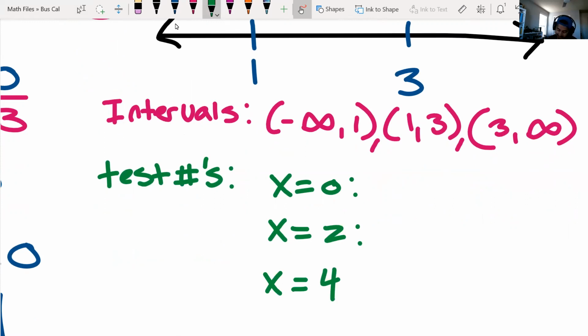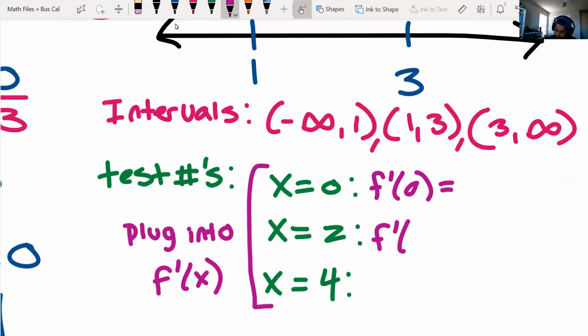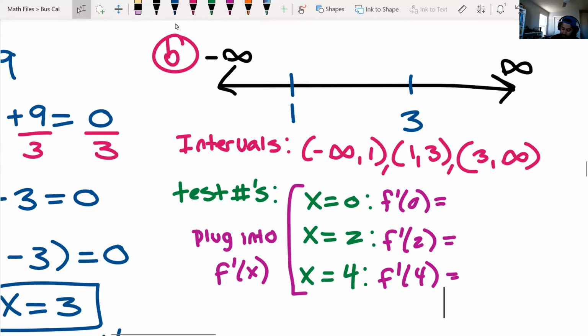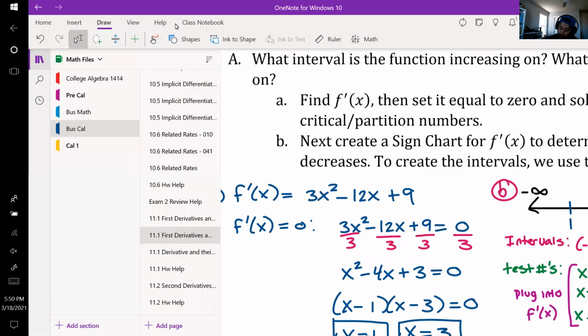Okay. So here's an important part. This is a sign chart for the first derivative. So you need to take these x values and plug them into the first derivative. So this means you'd have f prime of 0, f prime of 2, and f prime of 4. Okay. And now let's look at our first derivative again. And I'm going to use Desmos. Desmos for the win here.